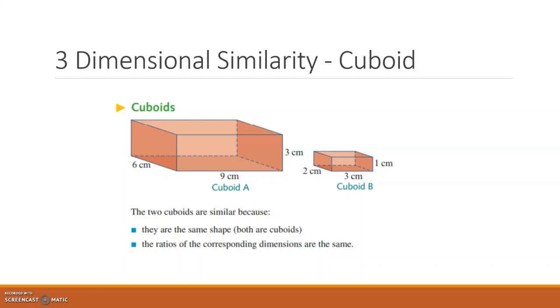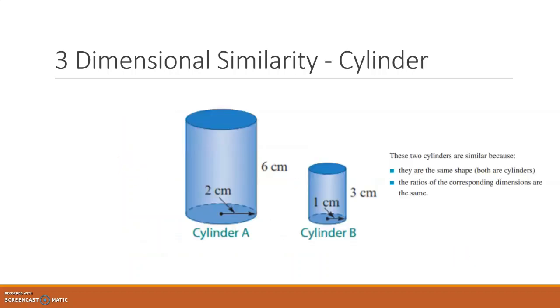So now let's look at what similarity looks like and what it means for us in 3 dimensions. This is our first example. We've got two cuboids, cuboid A and cuboid B, and they are both rectangular prisms. For our cuboids, we know that they are similar because they are the same shape. Both of them are cuboids, and the ratios of their corresponding dimensions are the same. So this 1 is tripled to make 3, this 3 is tripled to make 9, and this 2 is tripled to make 6.